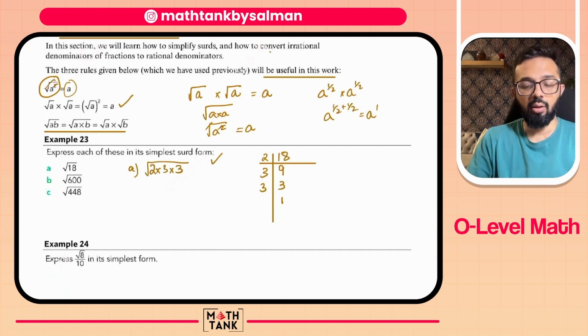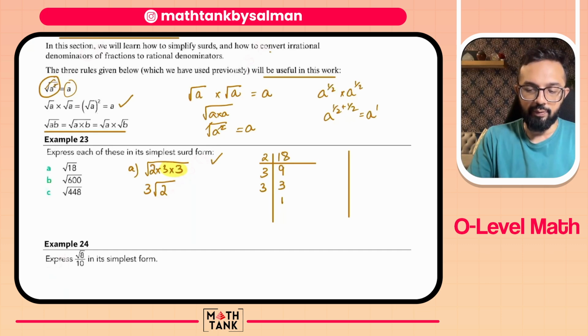Remember that whenever you have a root, anything inside the root that forms a pair combines together and comes outside the root as just one single digit. So there's going to be a 3 outside, because there was a pair of 3's inside, and a 2 is left over. That's how you simplify roots. Let's do it on another one.